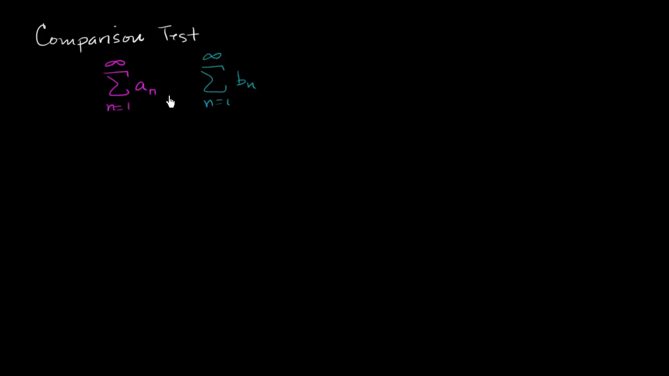And we know some things about these series. The first thing we know is that all of the terms in these series are non-negative. So a sub n and b sub n are greater than or equal to 0, which tells us that these are either going to diverge to positive infinity or they're going to converge to some finite value. They're not going to oscillate because you're not going to have negative values here. You can't go to negative infinity because you don't have negative values here.